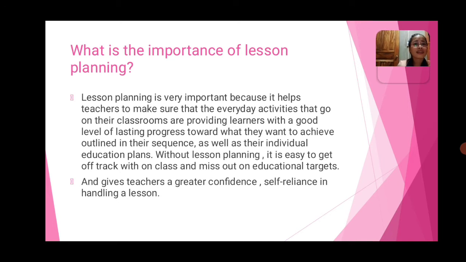So next, what is the importance of lesson planning? Lesson planning is very important because it helps teachers to make sure that the everyday activities that go on in their classrooms are providing learners with a good level of lasting progress towards what they want to achieve, outlined in their sequence, as well as their individual education plans. Without lesson planning, it is easy to get off track within class and miss out on educational targets. And also, it can give teachers greater confidence and self-reliance in handling a lesson.